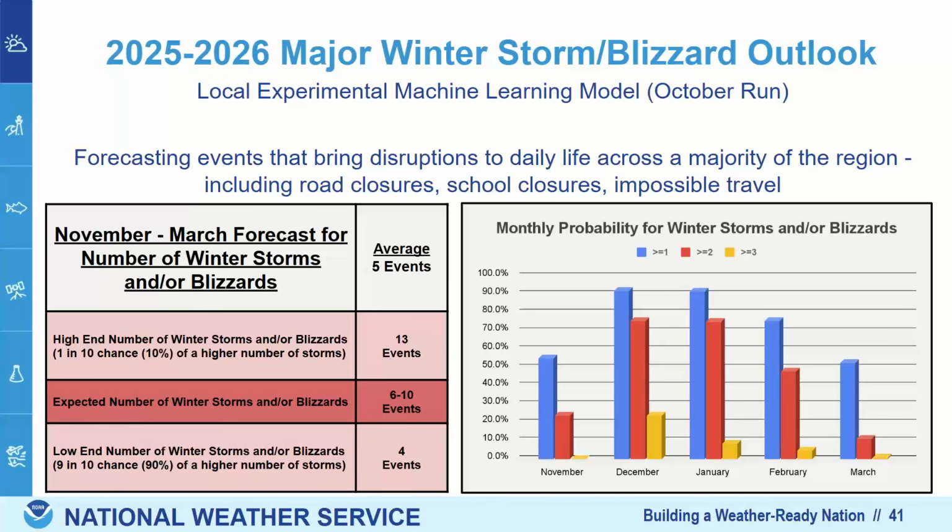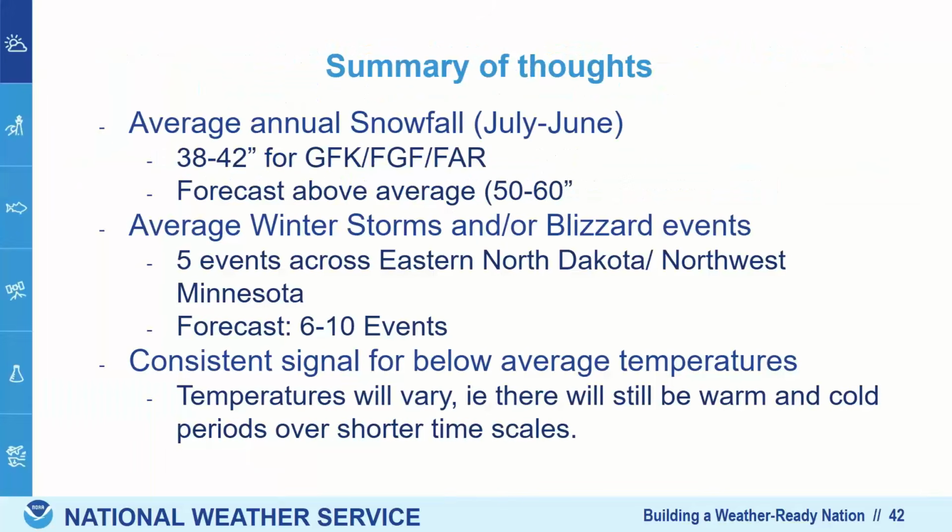And then what's the baseline of what we're expecting this winter? About average. Average is 5. We're looking at a minimum of maybe 4. And then this model did show a high tail of that 10% chance of maybe 11 to 15 events. So we went with the median there of 13 events.